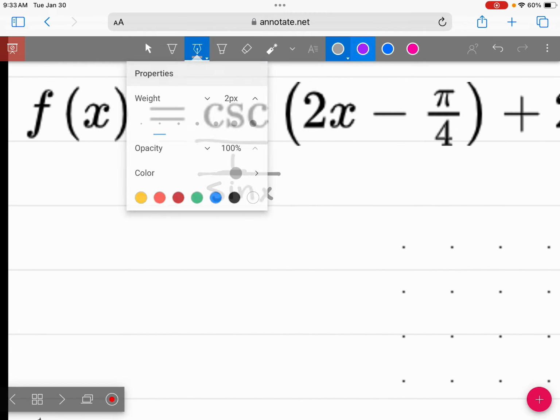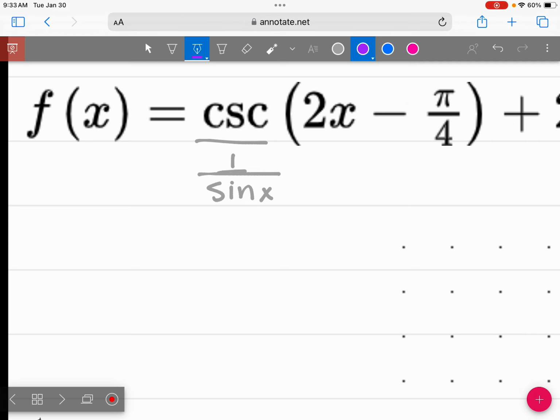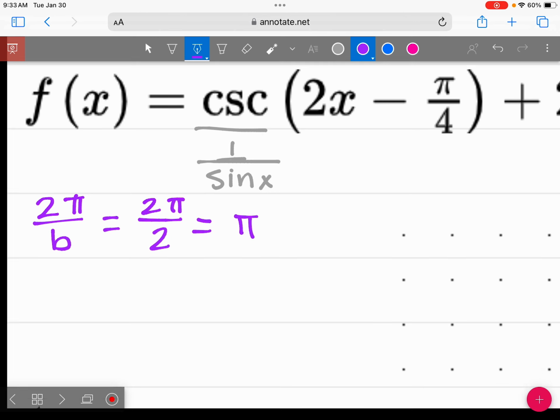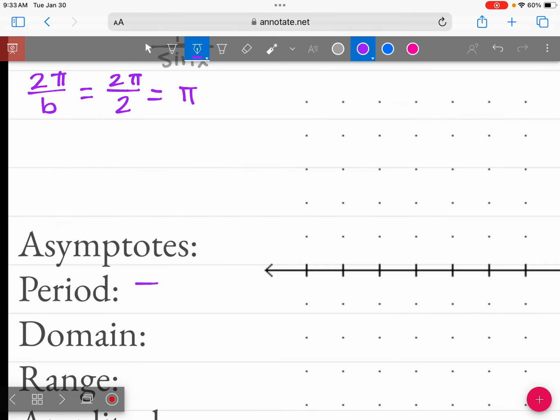So we're going to start with the period. And that's our 2 pi over b. So 2 pi over, what is our b? 2. So what's the length of the period? Pi. So the length of the period is pi.